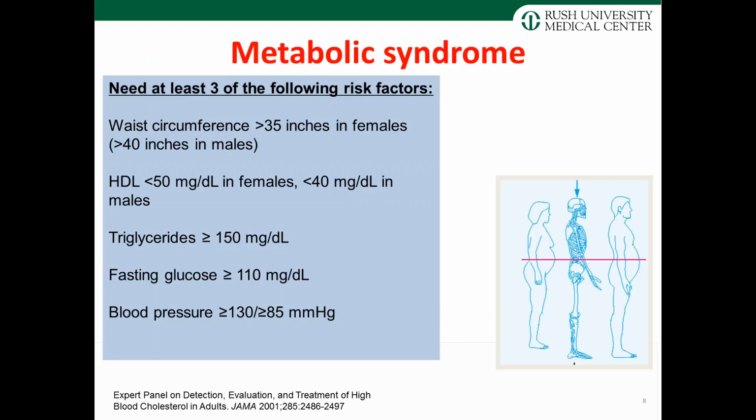So another question and consideration we should look at is metabolic syndrome, which I'm sure many of you have heard of. Metabolic syndrome pretty much encompasses these risk factors that I just went over. In order to have metabolic syndrome, you need to have at least 3 of the following risk factors. Those include a waist circumference greater than 35 inches in females, and greater than 40 inches in males.